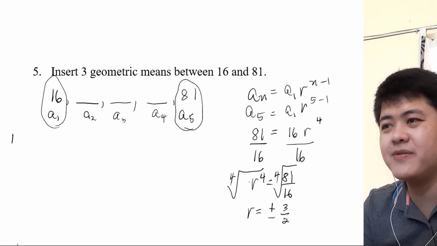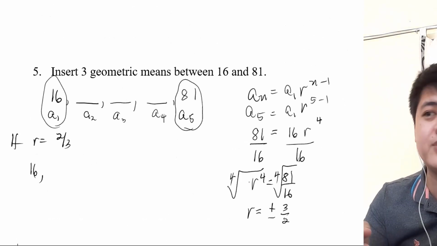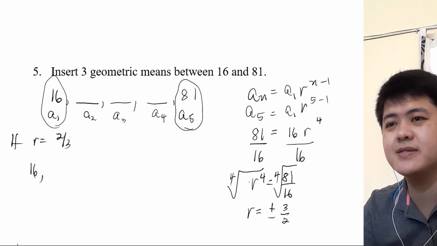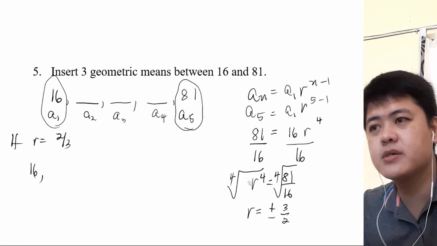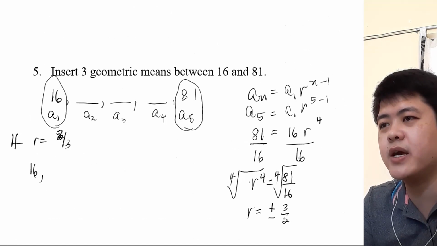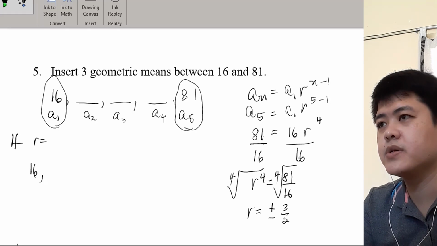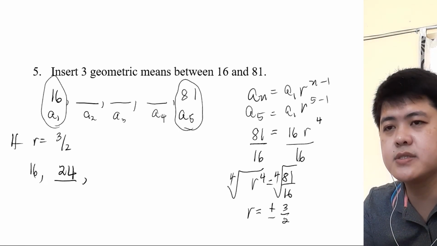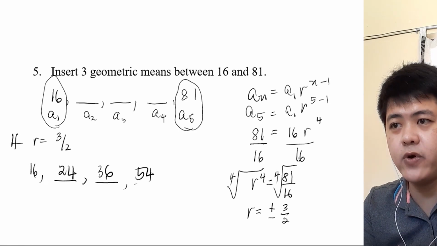So if R is equal to 3 over 2, then your geometric means will be, what's next after 16? Anybody? What's next after 16? Sir, 24. Sir, 3 over 2 po yung common ratio. Ay, sorry. 3 over 2 nga pala yung common ratio. So 24. Next, what's next? 36. What's next? 54, and of course, 81.